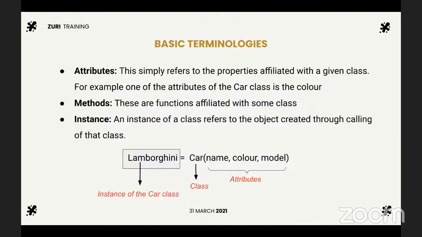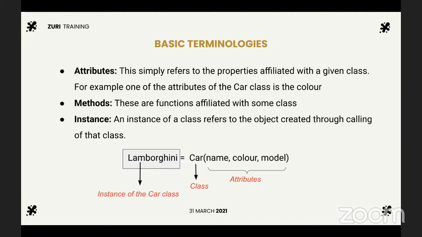So the basic terminologies I've used since the beginning: I've talked about attributes, which simply refers to the properties affiliated with a given class. For example, one of the attributes of the car class is the color, which you saw in my previous slide. Methods, these are functions affiliated with some class. Functions, we already know what functions are. It's just a block of code, majorly to carry out one action. That's what a method is.